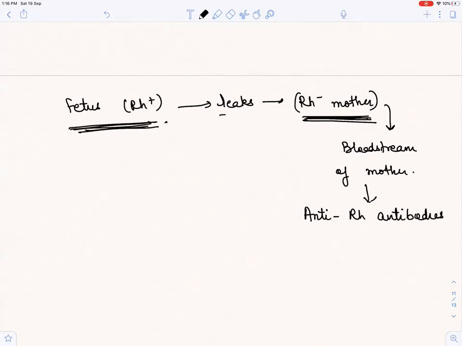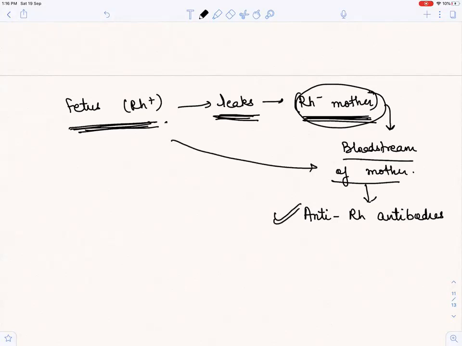Suppose a very little amount of blood leaks and through the placenta comes into the blood stream of mother. Mother is RH negative. अब बॉडी को तो क्या पता वो fetus है? Body is just chemical, just working. अब बॉडी ने क्या किया? जैसे ही उसने देखा अरे RH positive blood आ रहा है, उसने क्या किया? Anti-RH antibodies बनाना शुरू कर दिया.